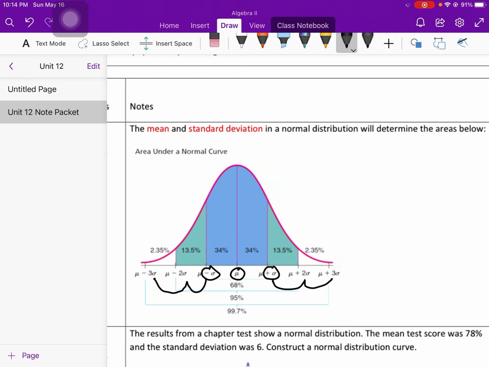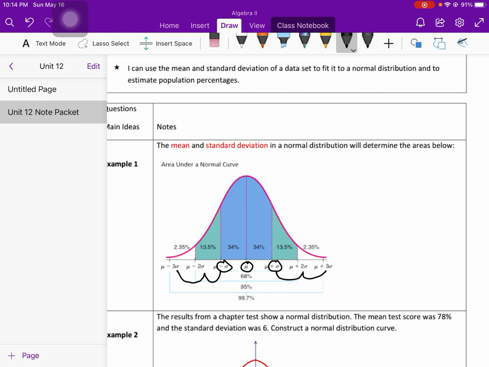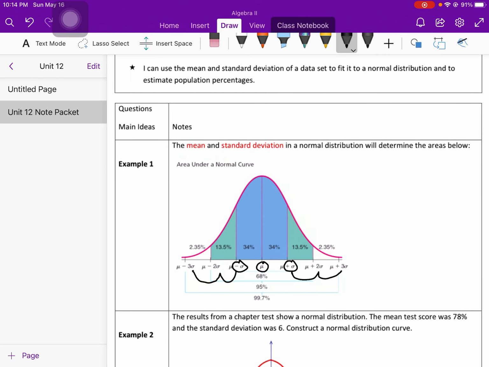What this does is it gives us different breakdowns, and each breakdown gets smaller and smaller for the percentage, because the more standard deviations the data is away from the mean, the less likely it is to happen. It'll make a little more sense once we look at a more concrete example.